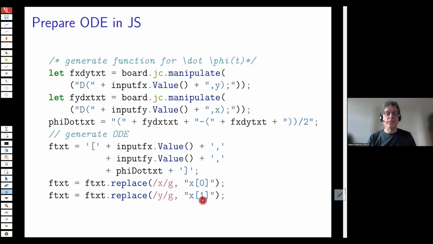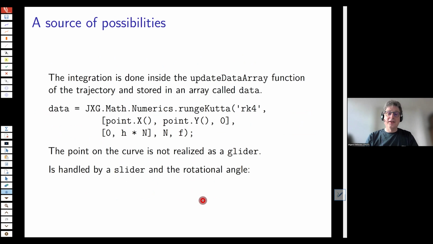And the really nice thing is we have Runge-Kutta methods inside JSXGraph, so I could just call Runge-Kutta for the classical Runge-Kutta method, and I can integrate starting from the coordinates of my initial point and with 0 initial angle. And then I have some numerical parameters.